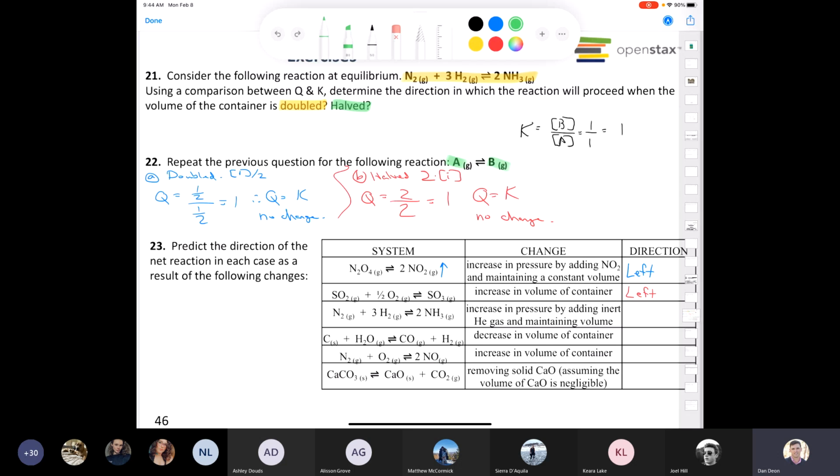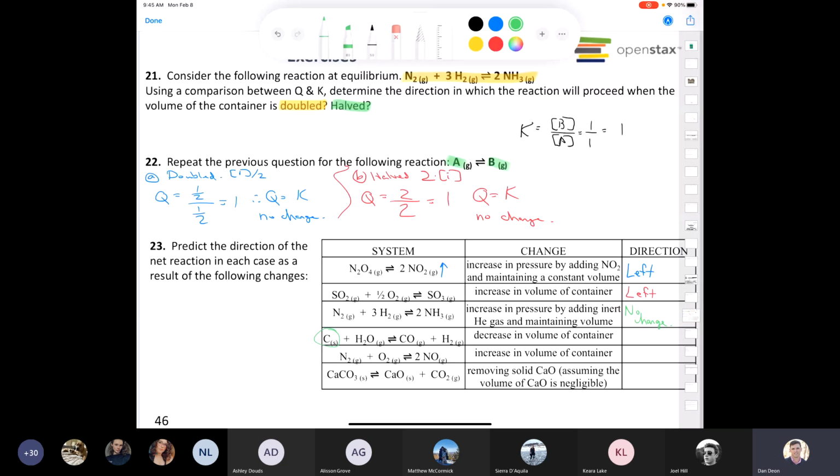This one, I'll just throw it out there to my students. It says here, increase in pressure by adding inert helium gas and maintaining the volume. What happens there? What happens here in the third one? Nothing happens, right? When I add an inert gas, nothing happens. So we'll put here, no change. All right, no change there.